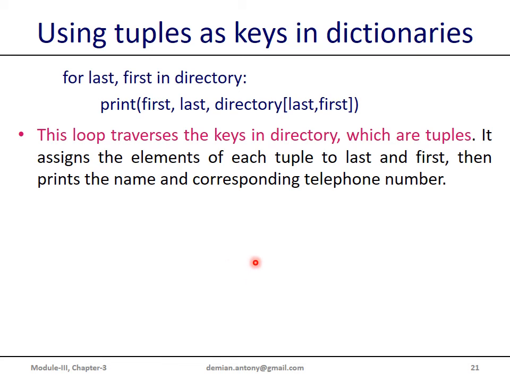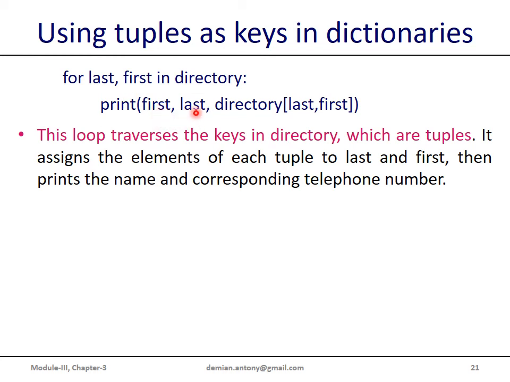How do we traverse the dictionaries having composite keys? Again, we can use a tuple assignment with the for statement. For the tuple, we use 2 iteration variables or control variables. One is for the first element in the tuple, and this is for the second element in the tuple. For each of the tuples in the directory, this is a dictionary, print these keys.